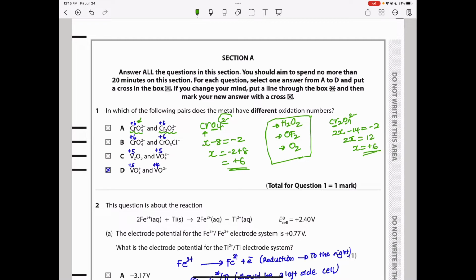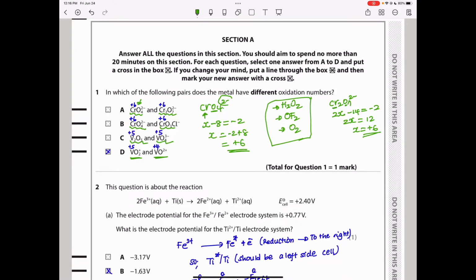So when you use the same formula, you can find that this is going to be plus 6 as well, and that is plus 6, that is plus 5, that is plus 5, and this will be plus 5 while that is going to be plus 4. So the answer should be D. I can go on to show you how I came across the final answer.